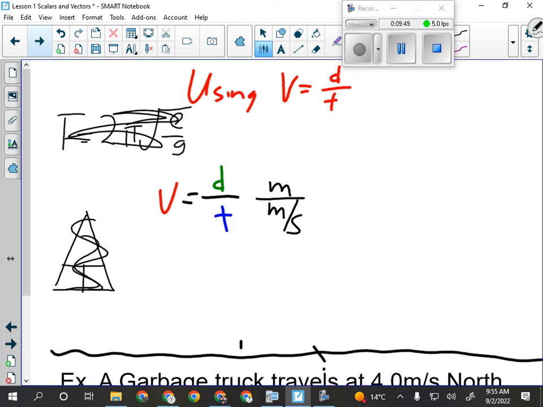So if I want to manipulate this equation here to get d, what do I have to do? Multiply both sides by t. Everybody all right with that? All right, what if I want to solve for t? Yep, bring v over here.